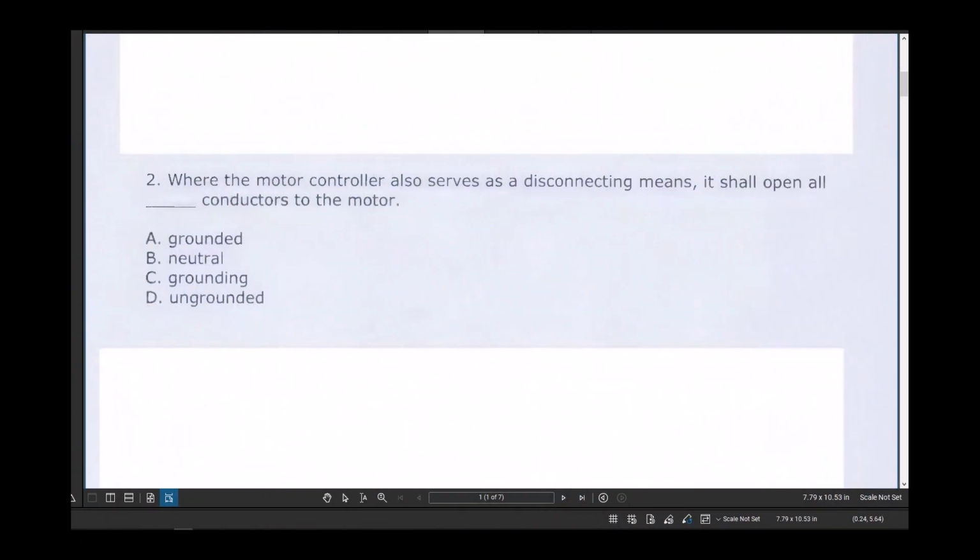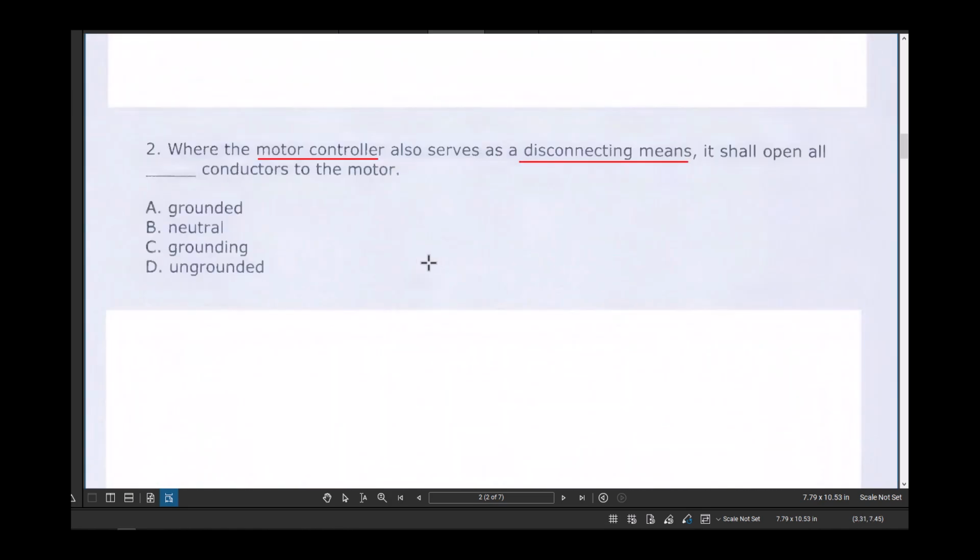Question 2. Where the motor controller also serves as a disconnecting means, it shall open all: A. grounded, B. neutral, C. grounding, D. ungrounded conductors to the motor. If we highlight the keyword here, we should go to the motor control section and look for disconnecting means. And if I highlight the keyword here, we have what we said.